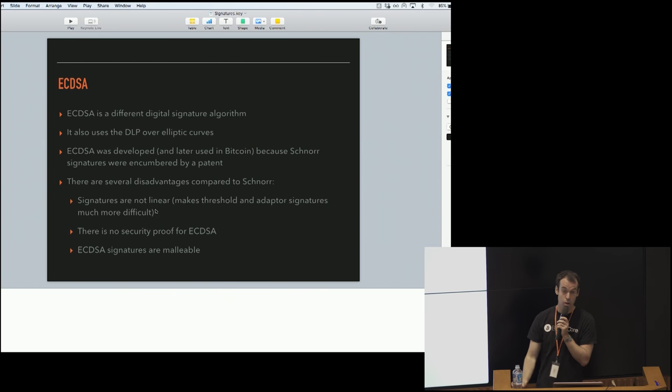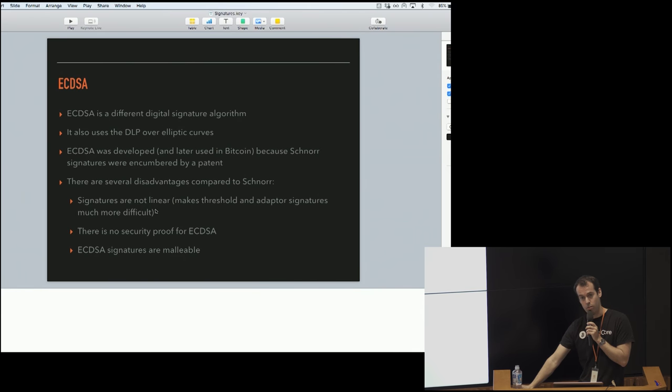Would it require a hard fork? No, it could be done with a soft fork. And that takes advantage of the way that SegWit was implemented, that we now have versioning for scripts. And so we could just add a new version of script that includes Schnorr signatures, and that's a soft fork.